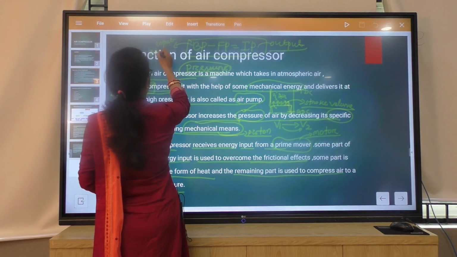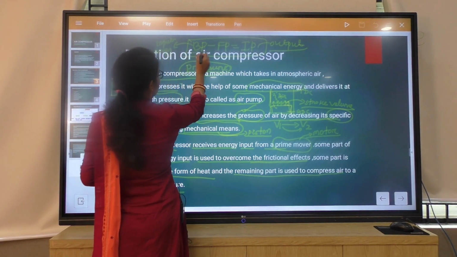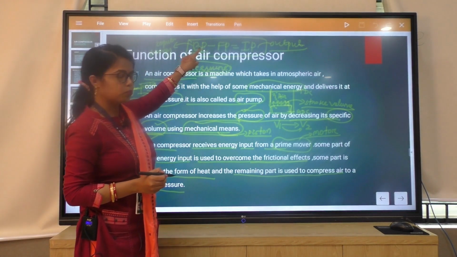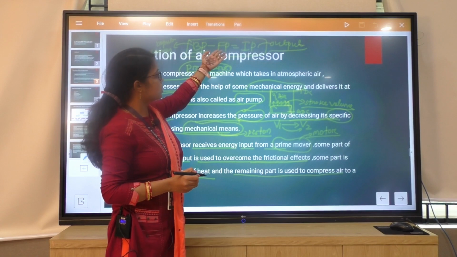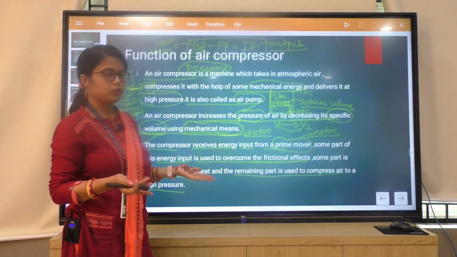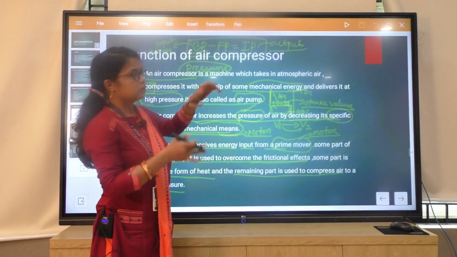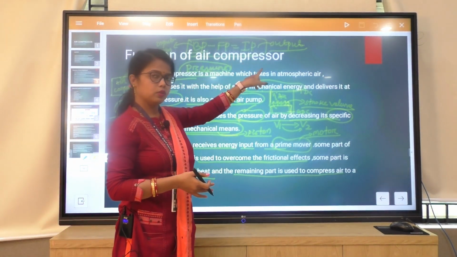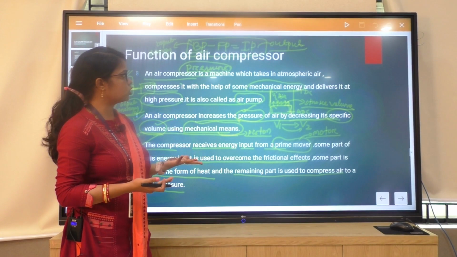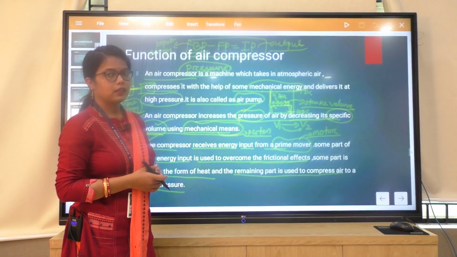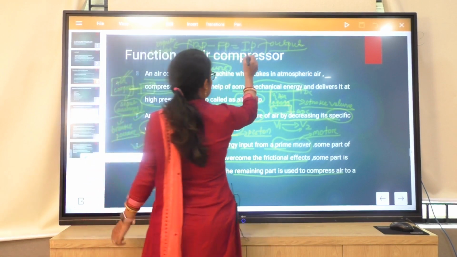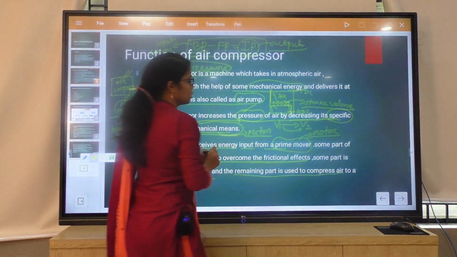Clear? Okay. This brake power, which is the power available at the engine shaft, is the input energy, and the frictional power which is lost due to the frictional effects should be subtracted from the input energy, and the remaining energy which is available, that is responsible to compress the air, that is called indicated power, okay. Clear?